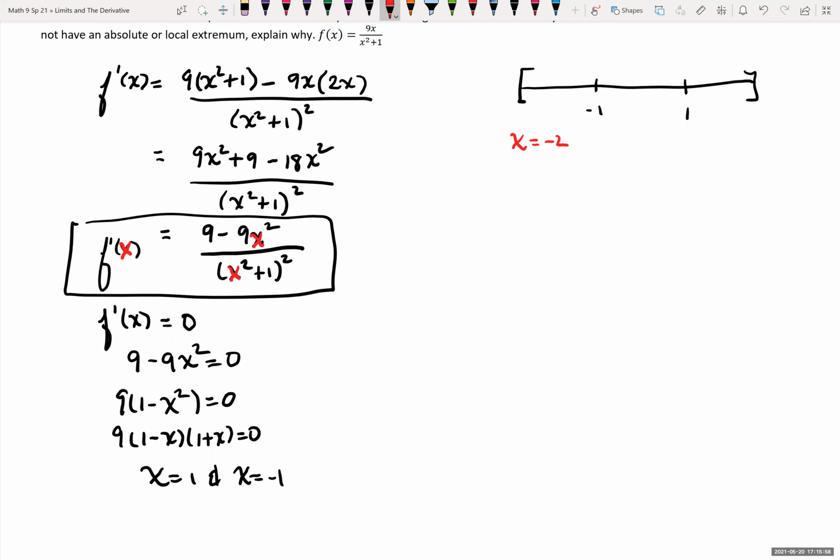If I plug in -2 into that x squared in the numerator, I get 4 times the -9 in front. That's 4 times -9 is -36, plus that 9, so that's a negative number. I'm really just curious whether it's negative or positive. Notice that the denominator is quantity squared, so if we square a positive or a negative number, we get back a positive number. That denominator is always going to be positive, no matter what number we plug in. So I see that this is less than 0, and so we're decreasing from -infinity to -1.